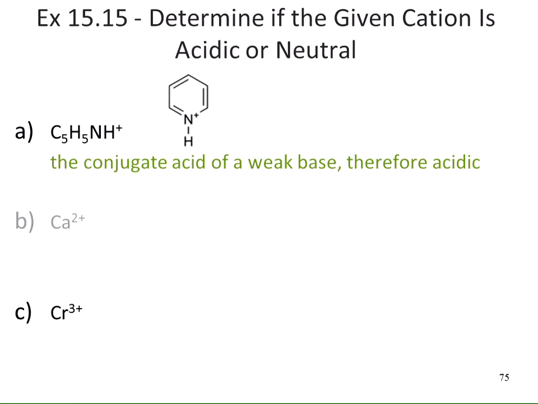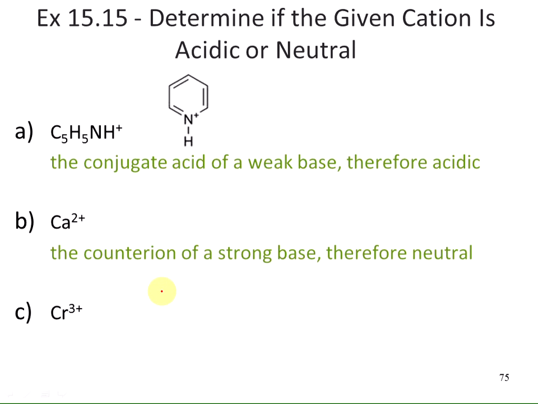Calcium 2+. This is a counterion of a strong base. If it came from a strong base such as calcium hydroxide, we consider this to be neutral. Whereas with chromium 3+, this is a highly charged metal ion, and we can consider this to be acidic, because like the previous example of the aluminum with 6 water molecules around it, the same thing is going on with this chromium. But remember also, we said that the alkali and alkaline earth metals don't do this and they're neutral, so that's why we said the calcium 2+ was neutral.